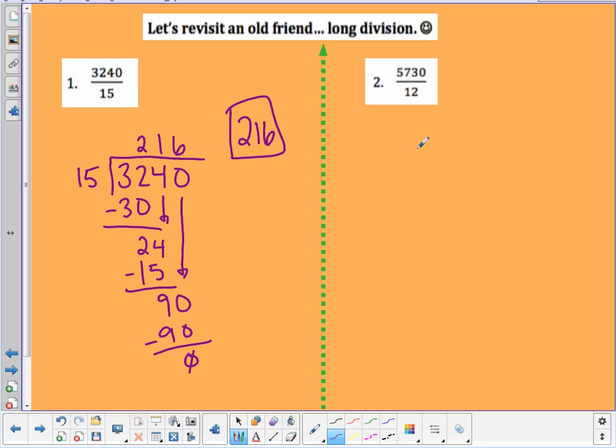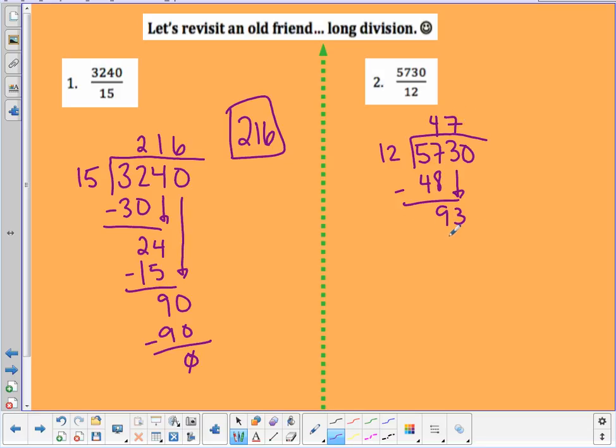In number 2, I have 5,730. And I'm dividing that by 12. So again, I start by asking myself, how many times does 12 go into 57? And 12 will go into 57 4 times, so I have a 4 up top here. 4 times 12 is 48. Subtract those two and I have a 9. Bring down your 3. 12 into 93 will go 7 times.